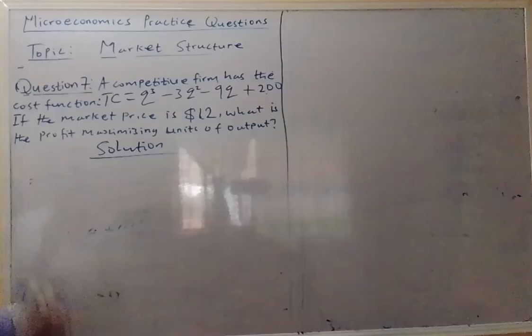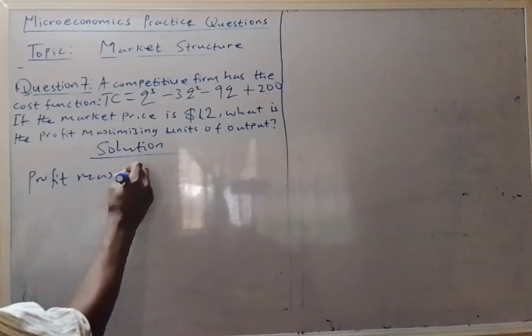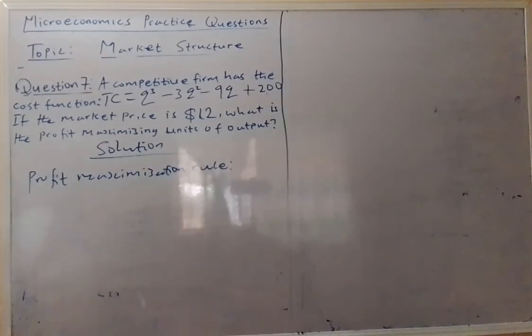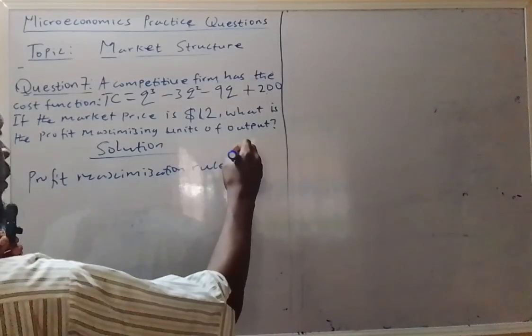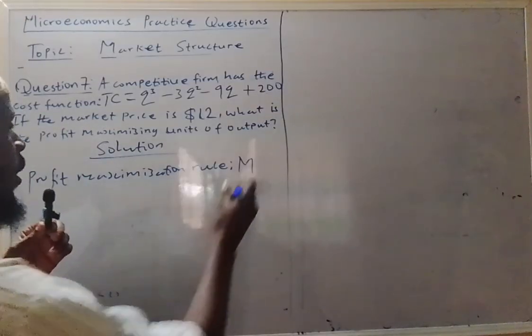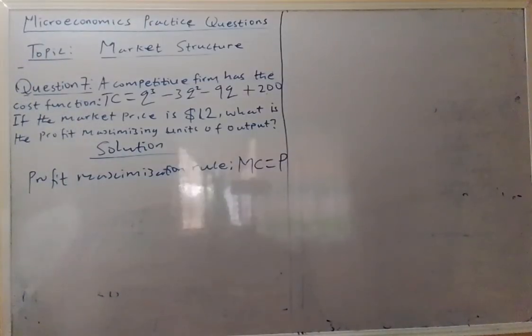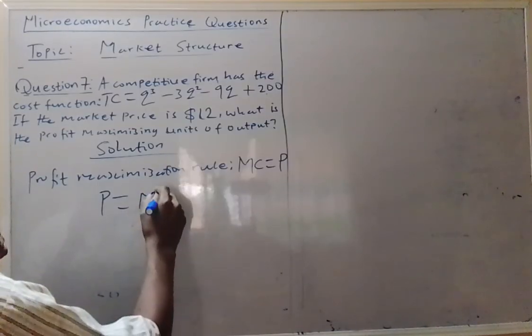So the first thing you are going to do is recall the profit maximization rule, especially under perfect market. For a firm in a perfect market, state that a firm in a perfect market maximizes profit where MC equals P. Don't forget P is equal to MR for a firm in a perfect market.